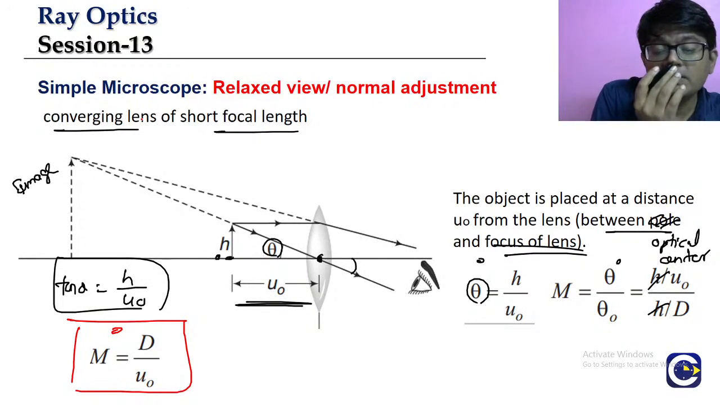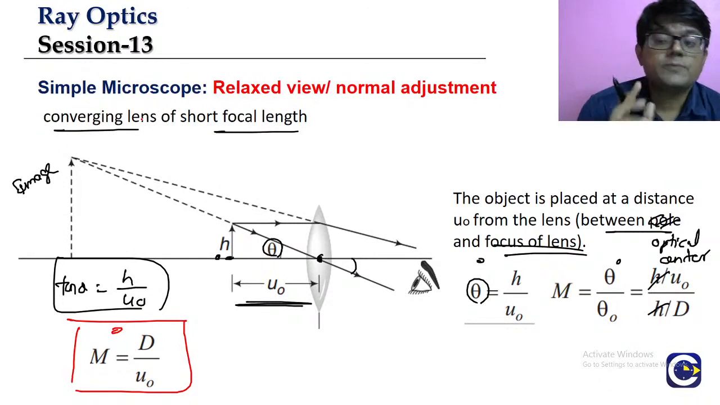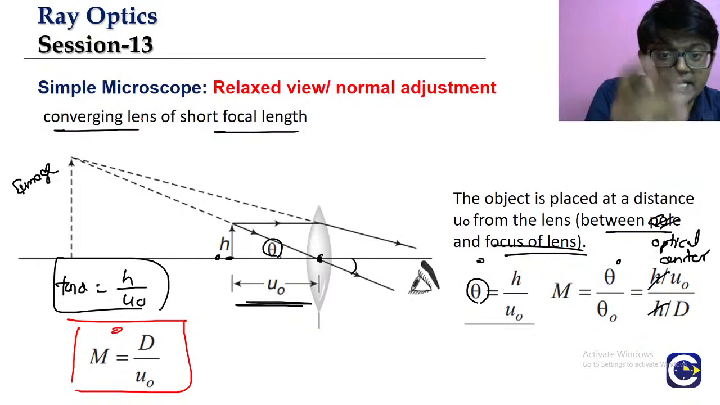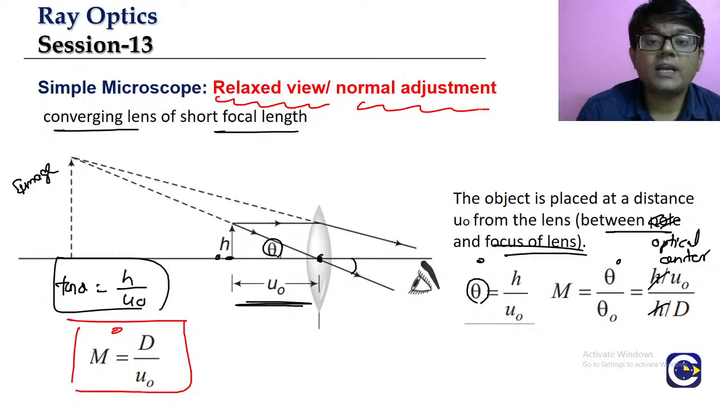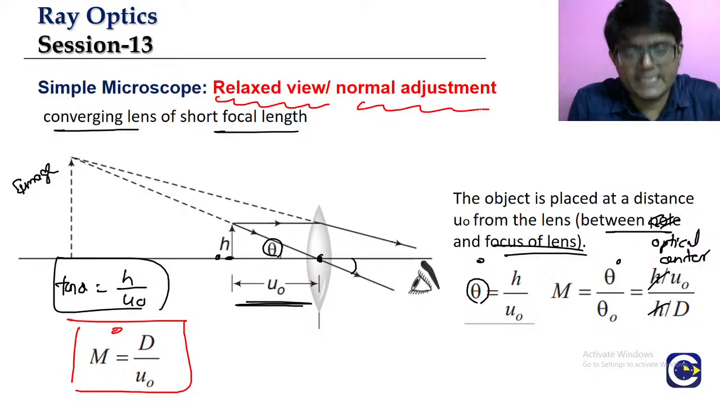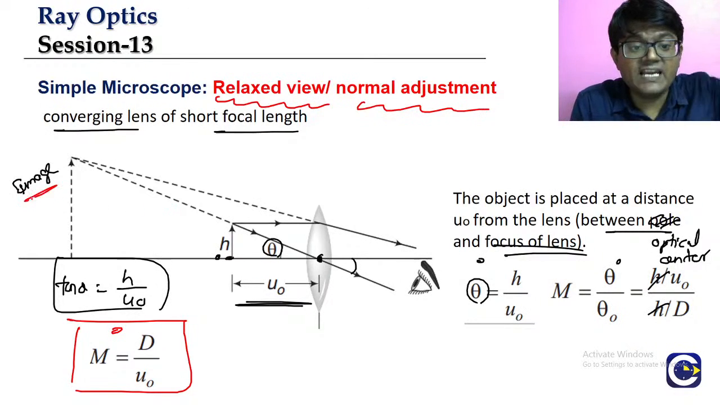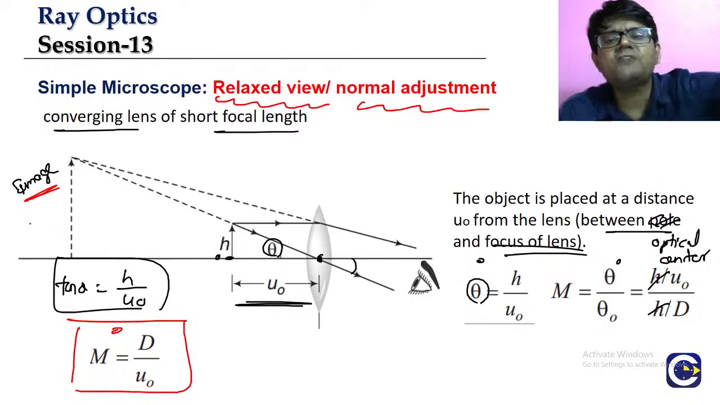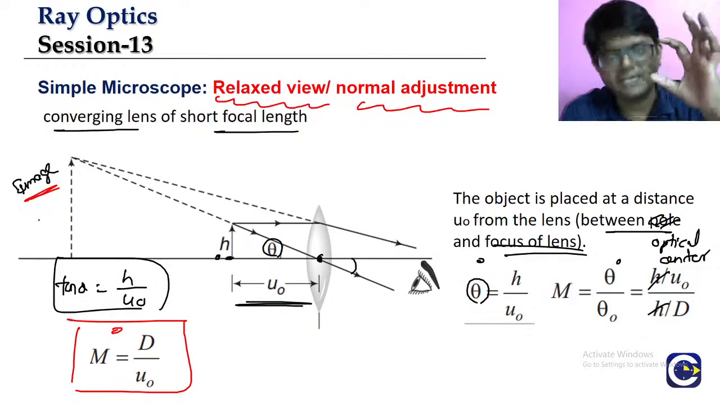Now the thing is, simple microscope, we will use it in two arrangements. In the heading itself, you are seeing, relaxed view or normal adjustment. What do you mean by the relaxed view or the normal adjustment? It means the final image will be formed very far, so that our eye can actually see it without getting strained.